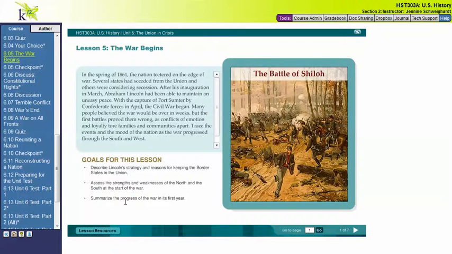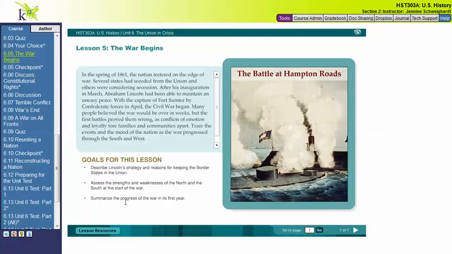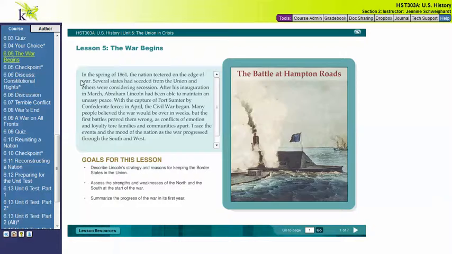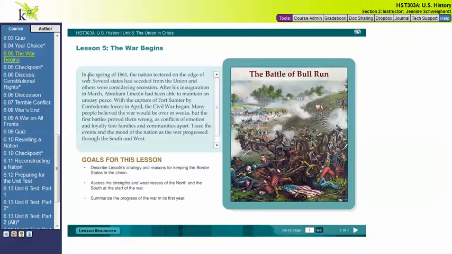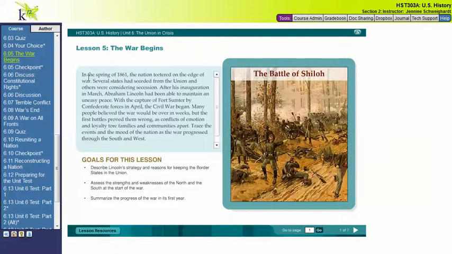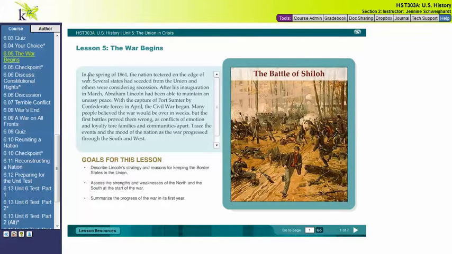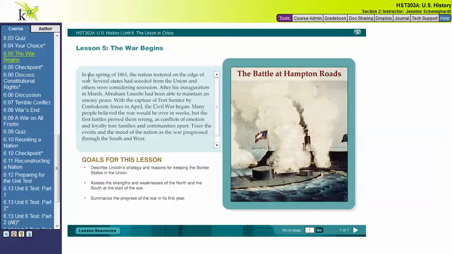In Lesson 6.05, The War Begins in U.S. History, Part A, you're going to be learning about basically the first year of the Civil War. It starts in the spring of 1861 and talks about the initial months when the Confederacy was separate and the states were seceding from the Union, but they were not yet at war, and how the war actually began.